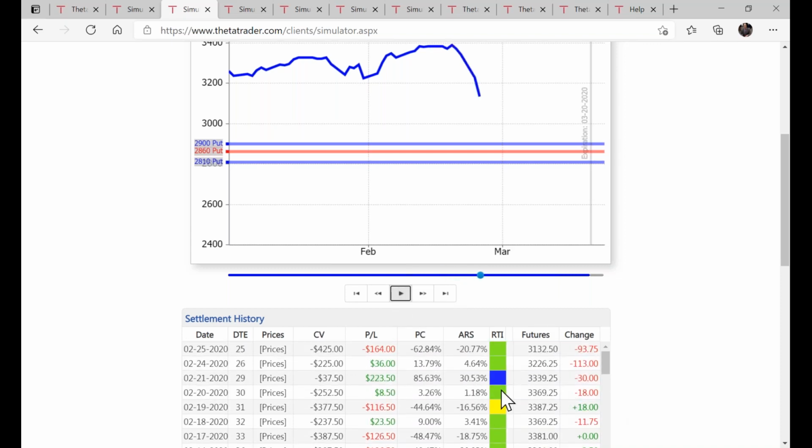And look at that, it turns blue. What is blue? Take profits. That's your profit taking signal. And you can automate that as well. So that was on February 21st. You had an opportunity. This dragonfly was mature enough, it ripened enough, so to speak, to take profits.